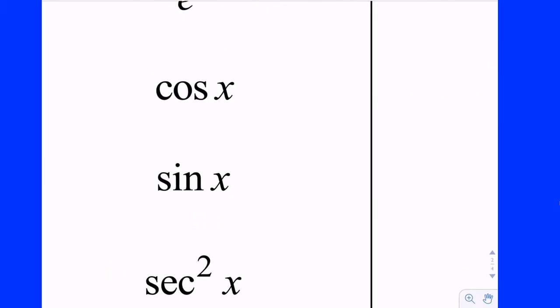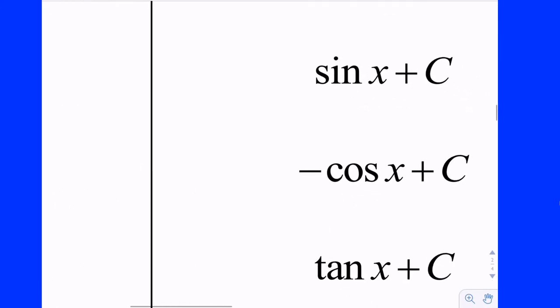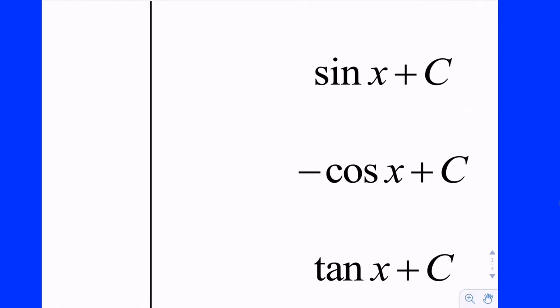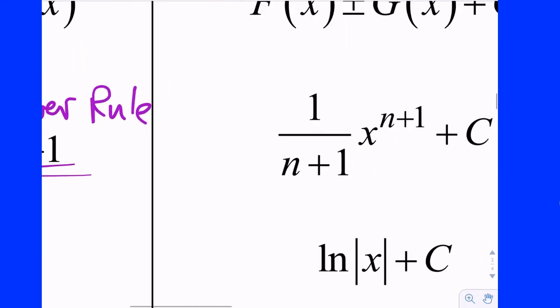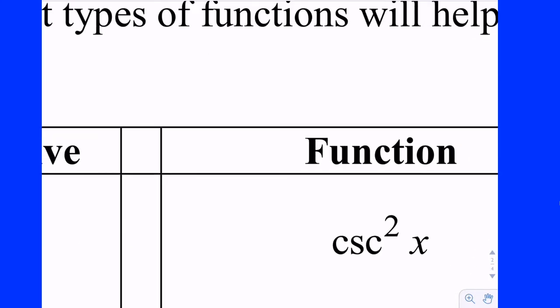How about secant squared? What's the antiderivative of secant squared? Tangent of x plus c, right? So all the derivatives that you memorized, if you just flip them around, you have some antiderivatives memorized. Let's see, next column. What would be the antiderivative of cosecant squared? Cotangent?